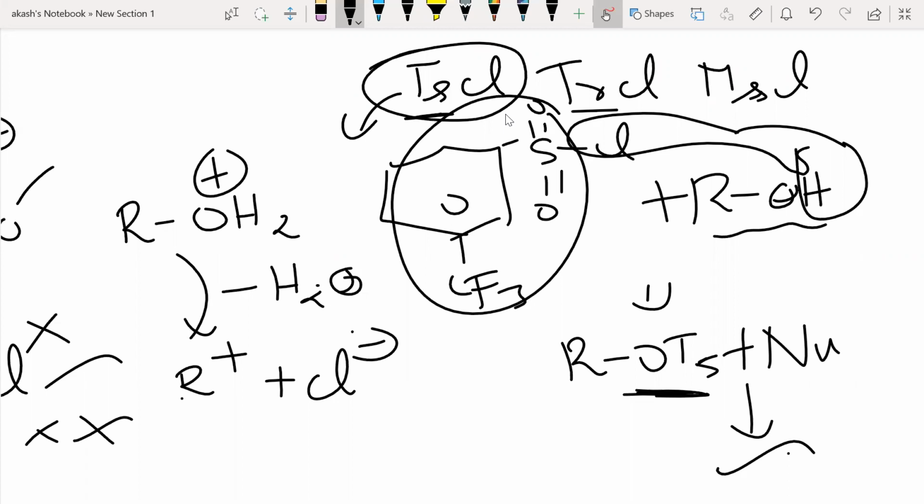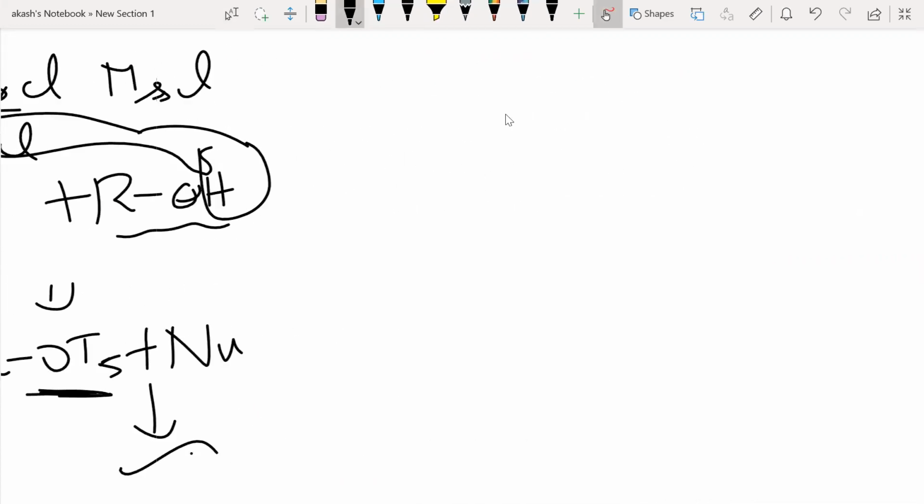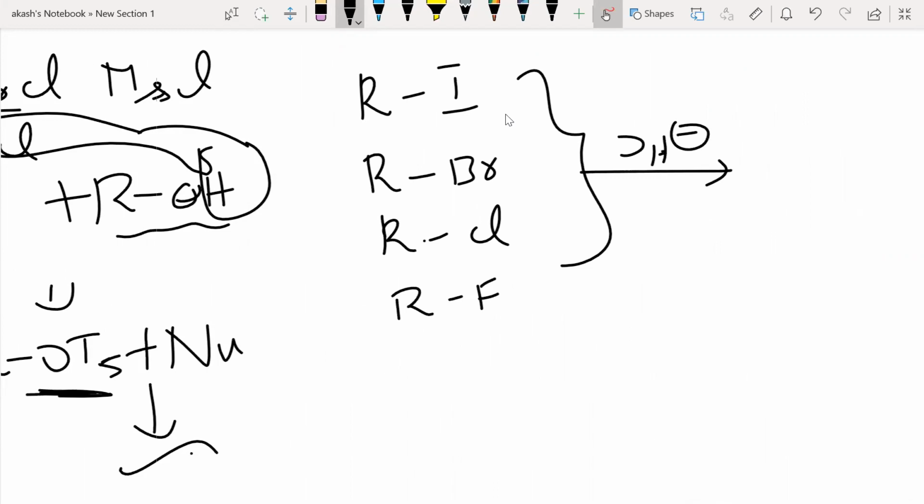Now the nucleophilic substitution reaction is going to depend upon the nucleophilicity of the nucleophile, right? But there is one more thing which matters for nucleophilic substitution. Let me give you an example in the form of a question. Say I have RI, RBr, RCl, and RF. Now say I react all of them with OH minus. Obviously all of them are going to give me alcohols.